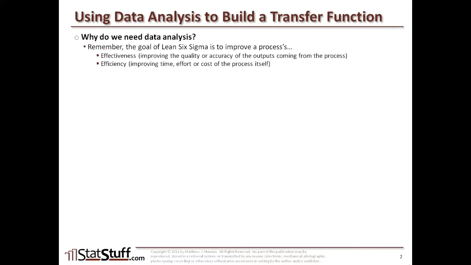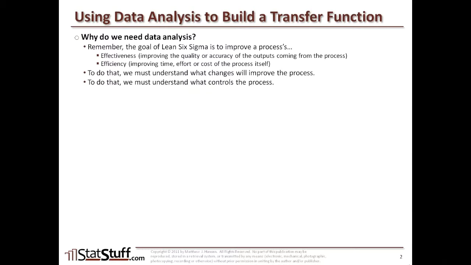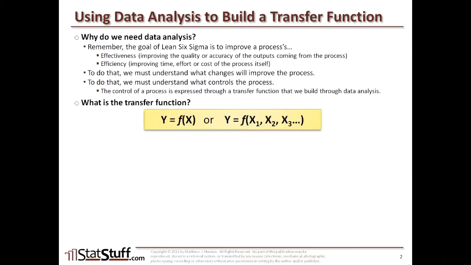Well, in order to make those kinds of improvements, we've got to understand what changes will actually improve that process in the way that we want. And before we can do that, we have to first understand what controls the actual process. Now, the control of the process is what we express through the transfer function that we try to build as we do data analysis. Alright, so now what is that transfer function?